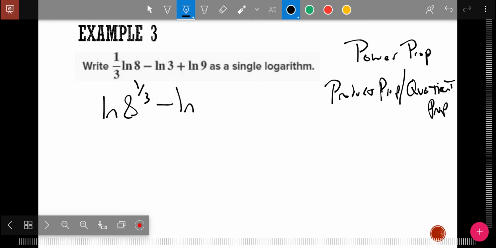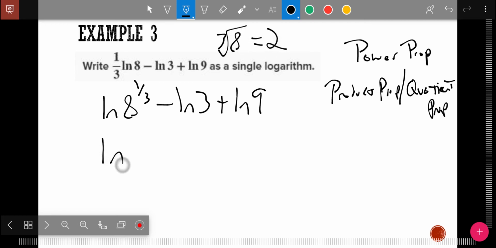All right, but I don't do it first just because it was the first from left to right. I do it first because I do power property first. No matter how many times it happens, I do all the power properties first. Now I do product property and quotient property from left to right. But before I do that, I got this 1/3 here, and a lot of you might be like, oh man. Remember, something to the 1/3 power is really saying to do cube root of 8. And the cube root of 8 is 2. And so it's just really saying ln 2.